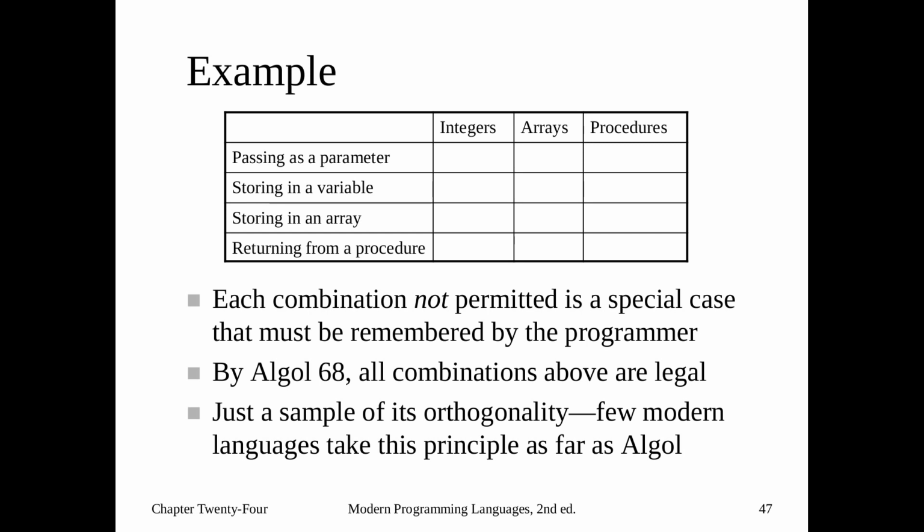The interesting thing about this is you have passing parameters, you have integers, arrays, and procedures, storing a variable, storing an array, returning from a procedure. Each combination not permitted is a special case that must be remembered by the programmer. By Algol 60, all combinations above became legal. Just a sample of its orthogonality. Few modern languages take this principle as far as Algol.